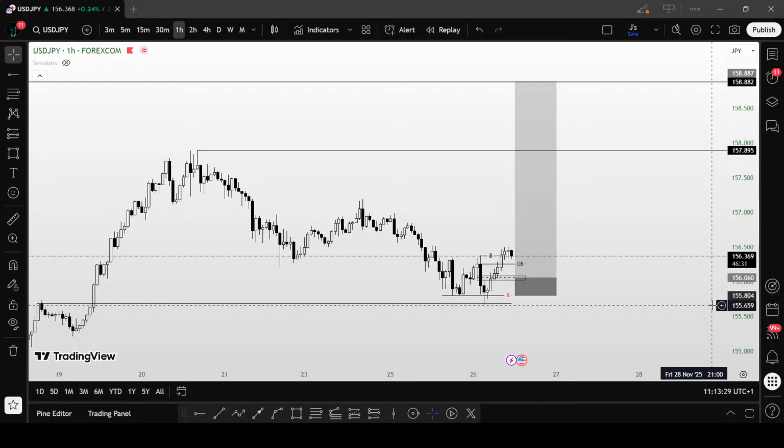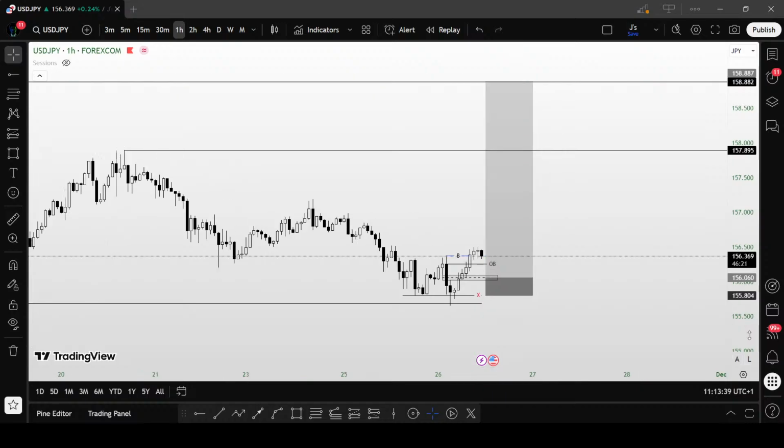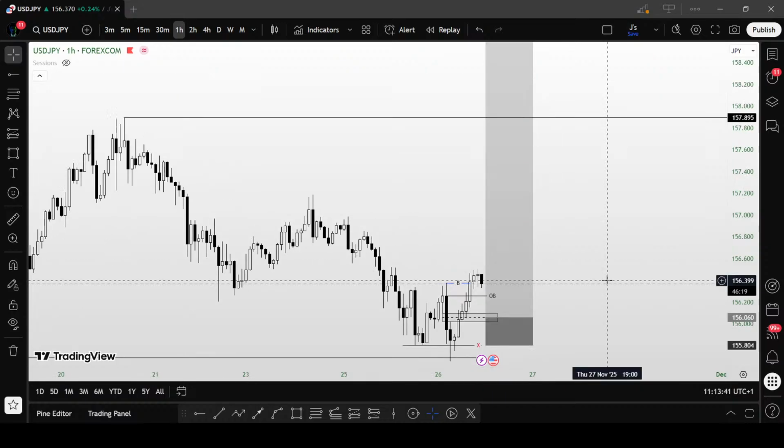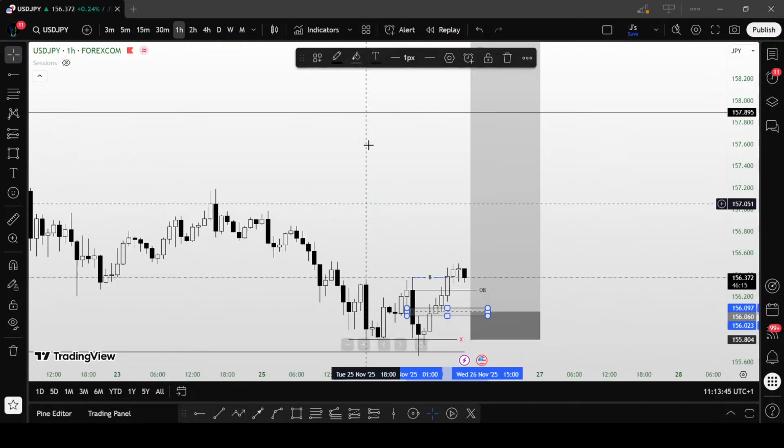So this is going to be more of a swing trade. I believe that between today and the remainder of the week, price should actually do something to get up there. Maybe by Friday evening we should be there. So I'm going to go from this inverse fair value gap.